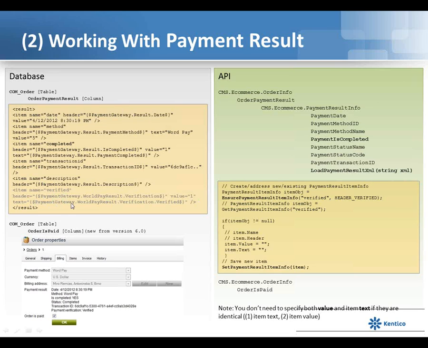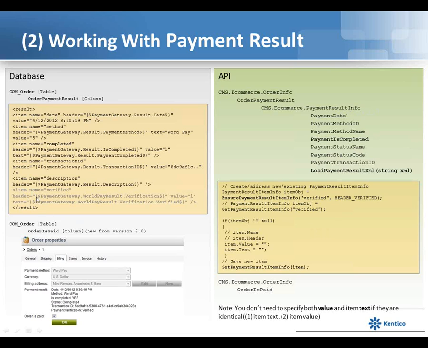Now, if I want to work with this payment result info somewhere in my classes, it's that easy because I need only one method, which is called LoadPaymentResultXml, and it has only one input parameter where I can pass the data from the database, the order payment result, and the system will automatically pre-populate all of the properties of that object. So I guess it is that easy to work with this object.